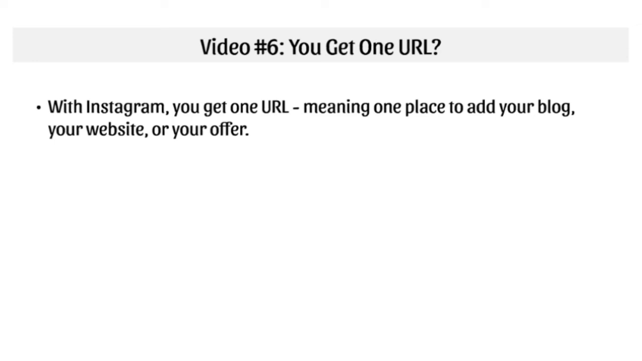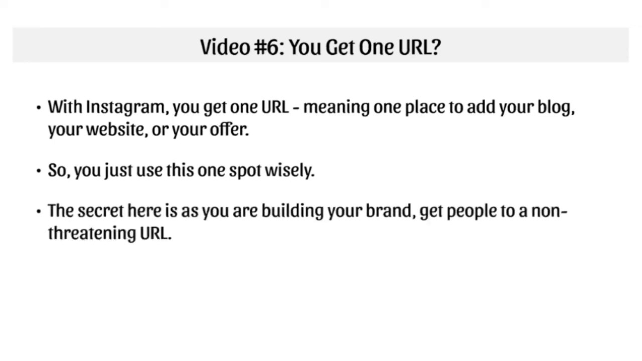All right, so with Instagram, like I said, you've got to choose one spot wisely, right? Now, the secret here is because you're trying to build your brand and your lifestyle, the ideal place to direct them to is just your website, which could be your WordPress site. And then on your WordPress site, you have your blog, your website, and your offers all on that particular site.